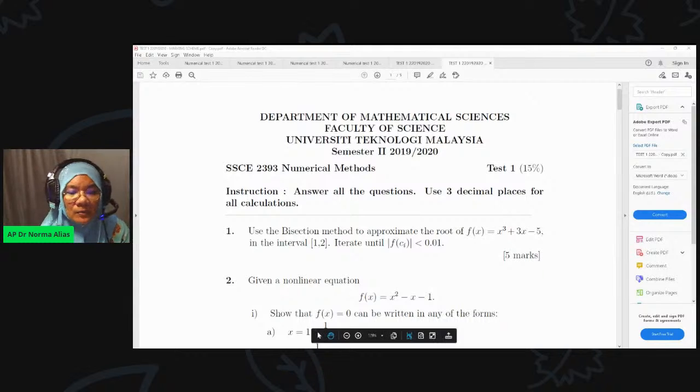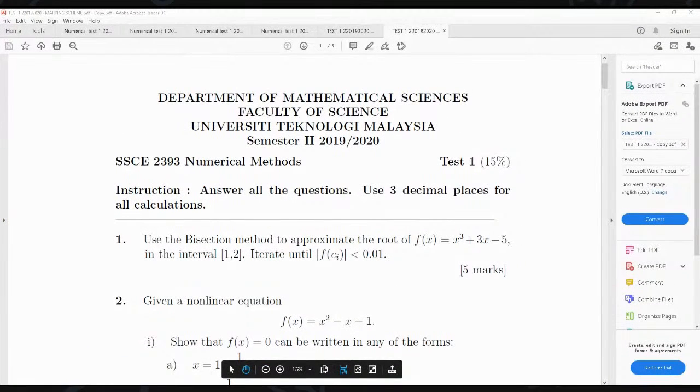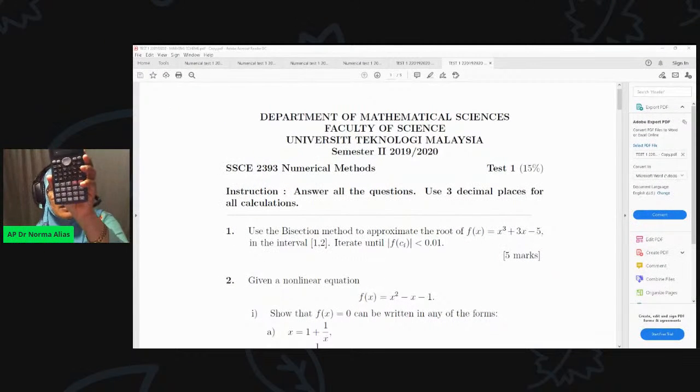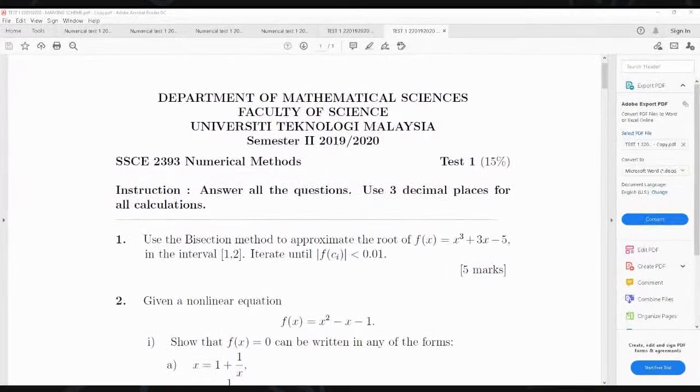If you go here, the question requires you to use 3 decimal places. Some questions request you to use 4 decimal places. So press your calculator: fix mode 3. Fix mode 3.